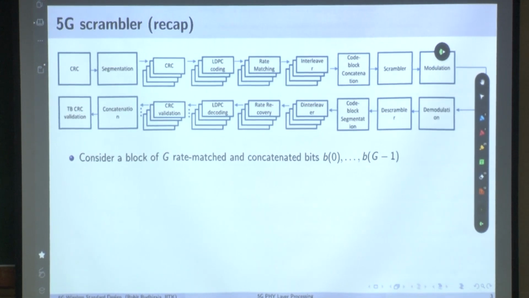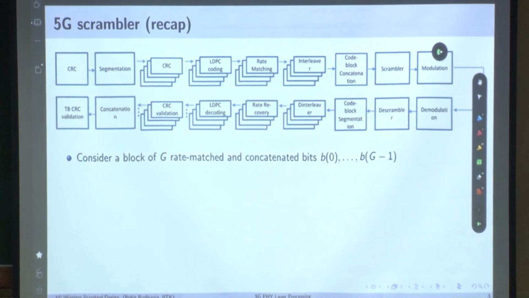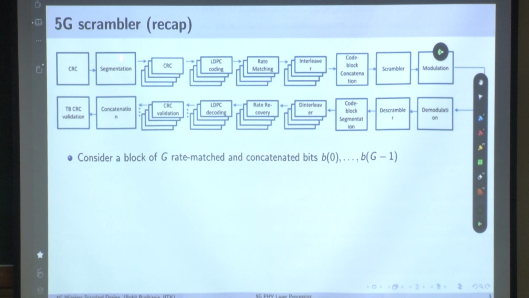We'll discuss scrambling and modulation first. To recap what we have studied till now, this part of the chain is where you get a transport block and append the transport block CRC. Then if the transport block is greater than a certain size, you will have to segment it. The reason for segmentation is that the LDPC encoder is designed to encode only a certain maximum size, and that maximum size is 8448, denoted by the number K_CB.